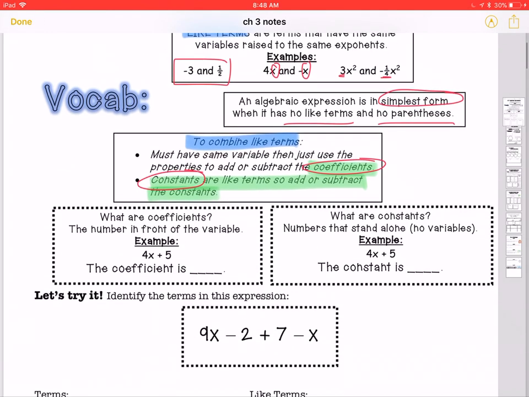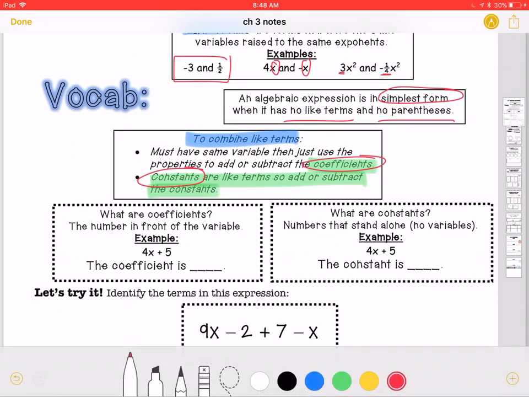So let's review this. What are coefficients? Coefficients is the number that's in front of the variable. So an example, if we have 4x plus 5, the number in front of a variable is 4. So we'd say the coefficient is 4. What are constants? Those are those numbers that stand alone. There are no variables. We don't see any letters. Remember, variables are letters in algebra. So if we have 4x plus 5, which number is standing alone here? That would be our 5.